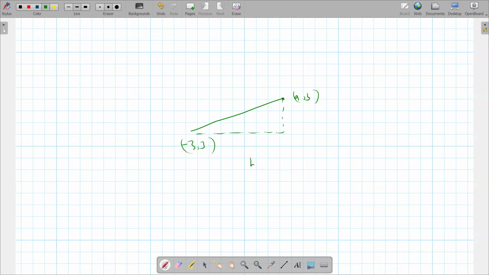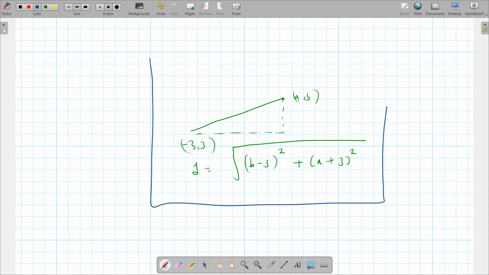So B minus 3 is the height, agree? Squared, because we're using Pythagoras theorem, plus the run is A plus 3, or A minus minus 3, A plus 3 squared, like that. And then you square root this, and there you go. That's the distance formula. So what we had there, we could have substituted for either A or B here.